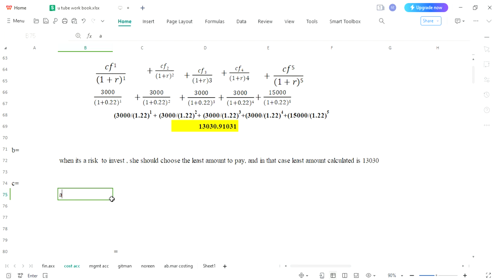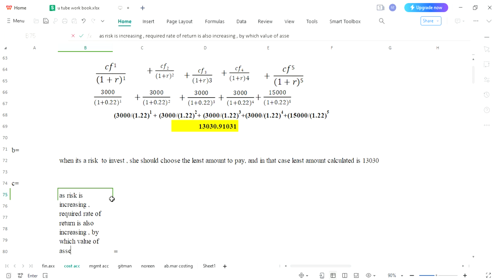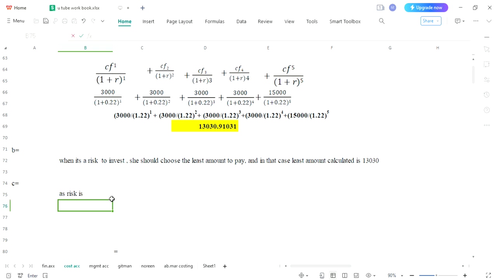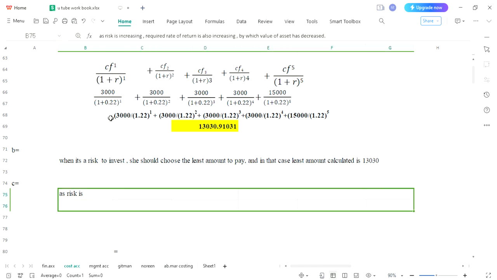As risk is increasing, required rate of return is also increasing, by which value of asset has decreased. So this is the conclusion we have made, and we are going to arrange it over here, our conclusion.